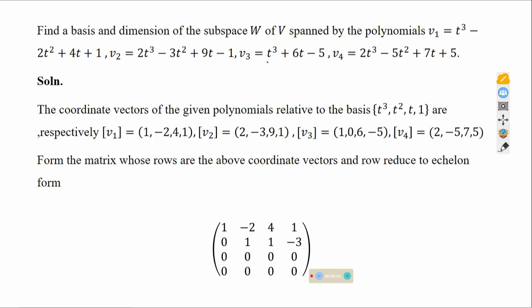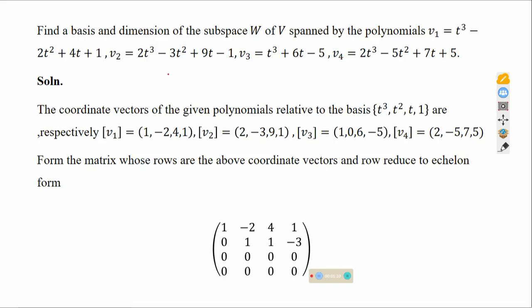So let us get started. We are looking at one more example about the basis and dimension of the subspace. And now we shall consider the polynomials, that is the polynomial space, which is basically of degree 3. So let us look at this question. Find a basis and dimension of the subspace W of V, which is our vector space V, that is spanned by the polynomials. We have V1, V2, V3, and V4.